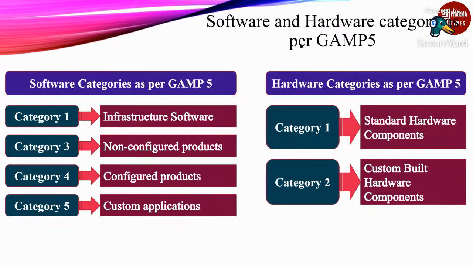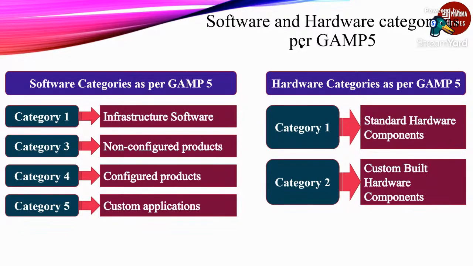where they configure, or we can say customize, some features based on our requirement. So examples of configured products are PLC, SCADA, HMI, BMS, EMS, SAP. Then category 5, custom application, which is built as per our needs. It's customized for different firms. So it's developed by an internal IT team or an external IT team.